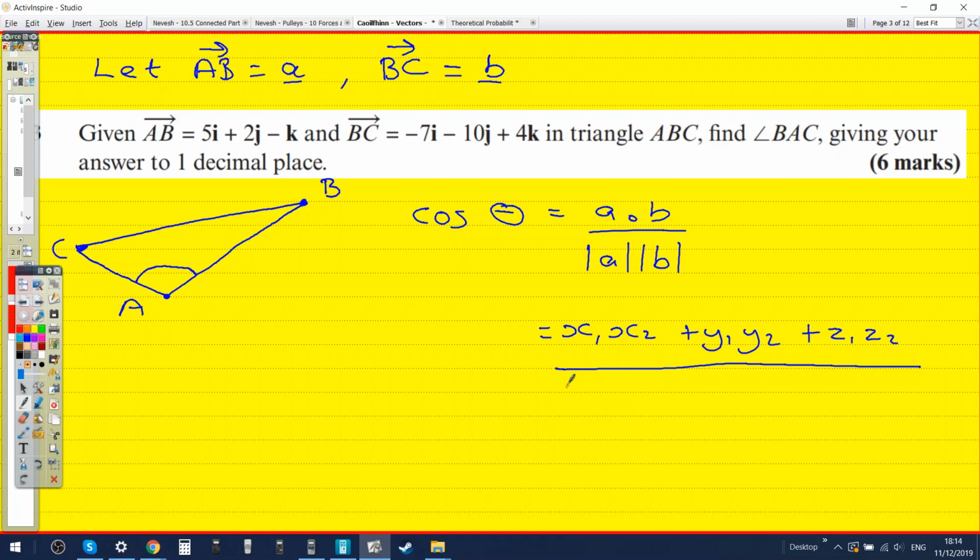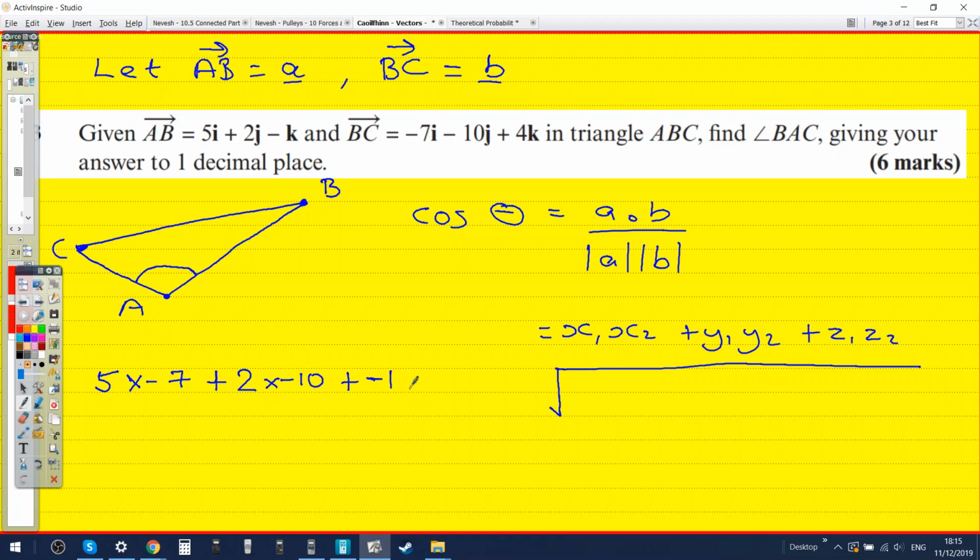And so, what would it be for this one? How do you type it in on your calculator? So you would accept that of this k. So let's see, x1 times x2. So that's just going to be 5 times minus 7, then plus 2 times minus 10, and then plus minus k. Hang on, is that ijk? Oh, sorry, that's just minus 1.